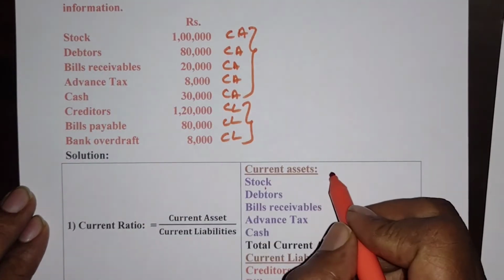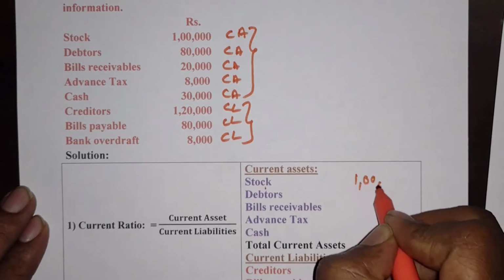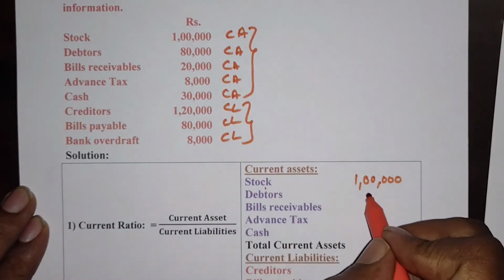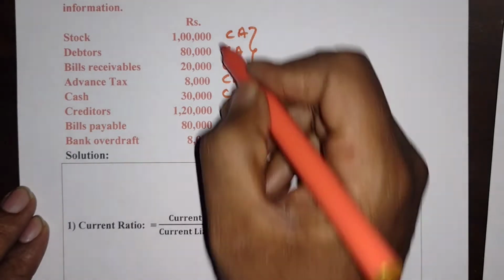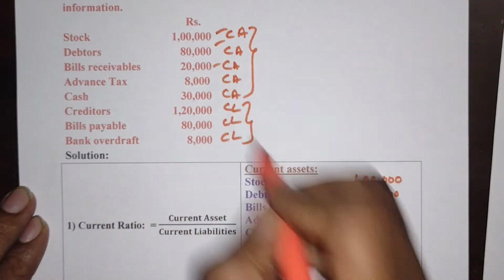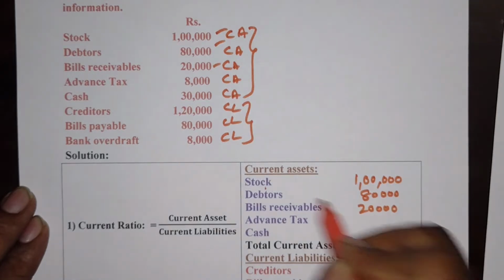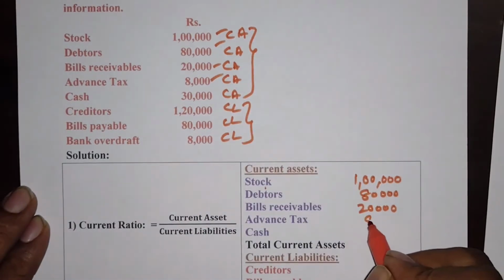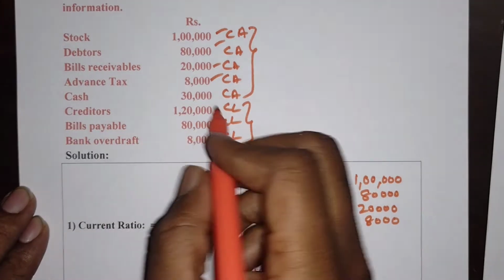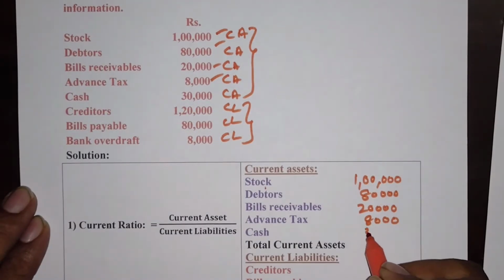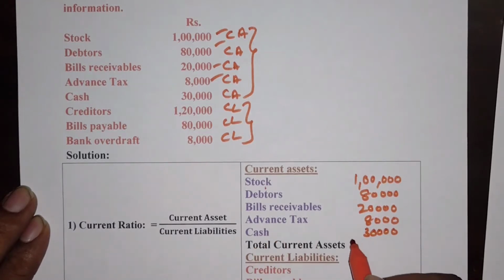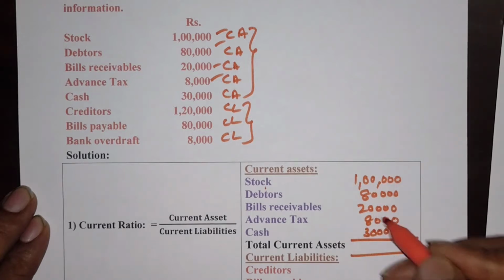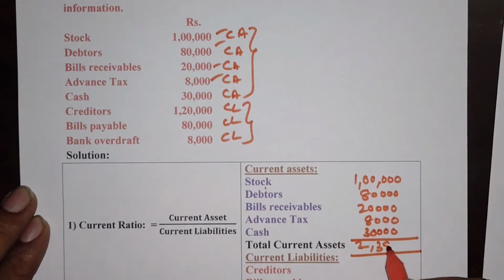Stock. The stock given here in the problem is 1 lakh rupees. And debtors 80,000. Bills receivable 20,000. Advance tax 8,000. Cash 30,000. So these 5 items overall total we get 2,38,000. The total current asset is 2,38,000.